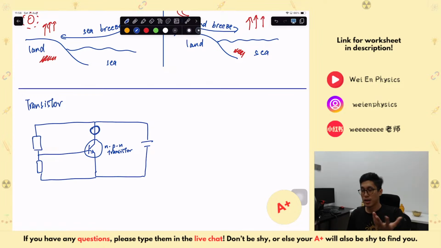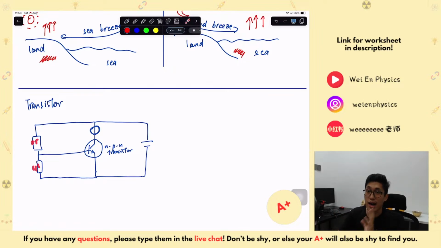Okay, it doesn't matter whether you are doing the light version or the heat version, so long as you remember a few things. These two are fighting for voltage. Whoever has higher resistance will get more voltage. Yeah? Whoever has higher resistance gets more voltage.